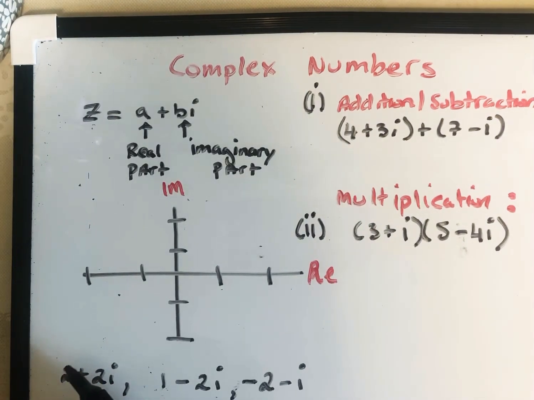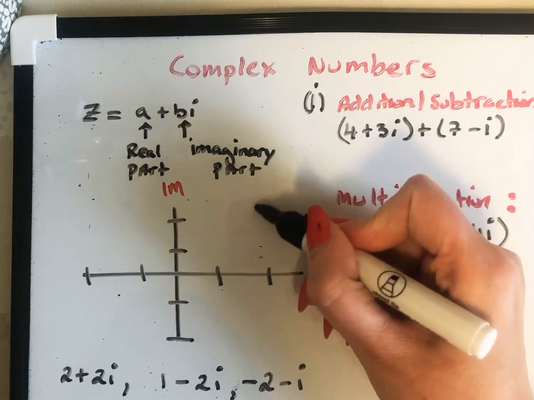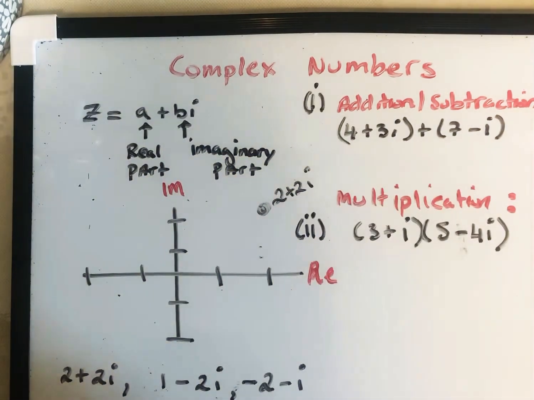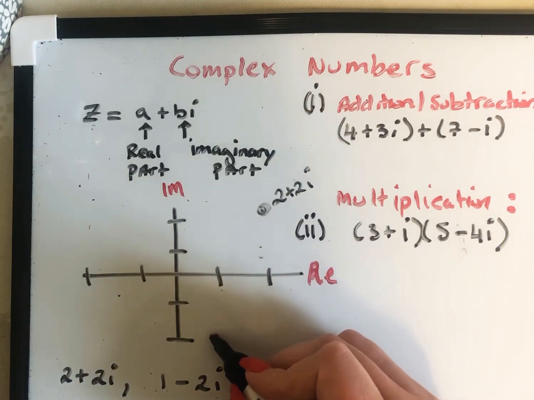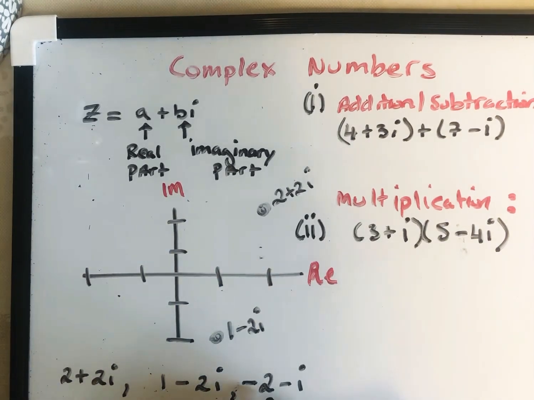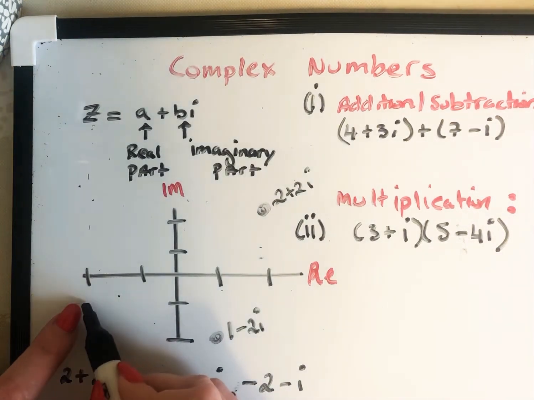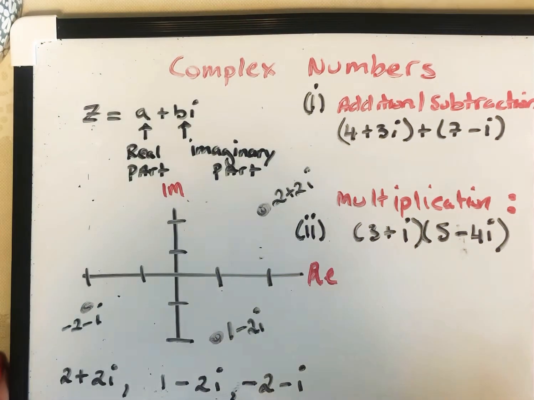Well, 2 is on the real and also 2 is on the imaginary. So 2 on the real and up to 2 on the imaginary. So you get 2 plus 2i. 1 on the real and -2 on the imaginary. So we've got 1 on the real, -2 is down here. So 1 minus 2i. And then we're going to do -2, -1. So here's -2 on the real, and then we're down to -1. So that there will be -2 minus i. Okay, so that's how we plot complex numbers on our real and imaginary axis.